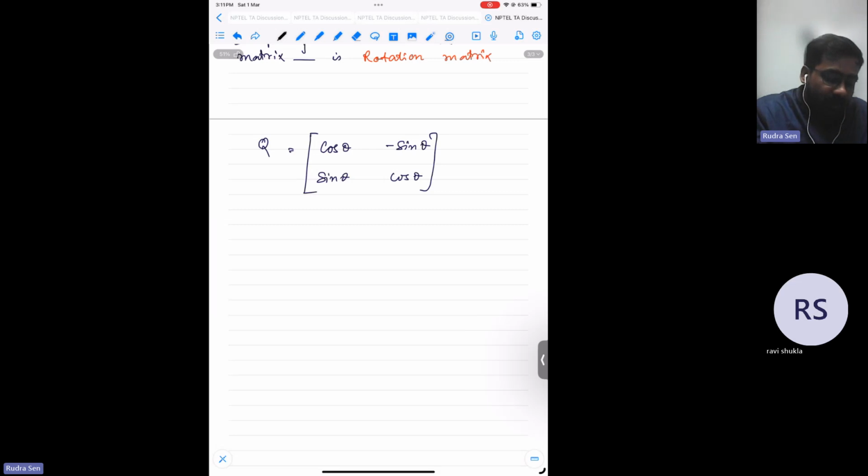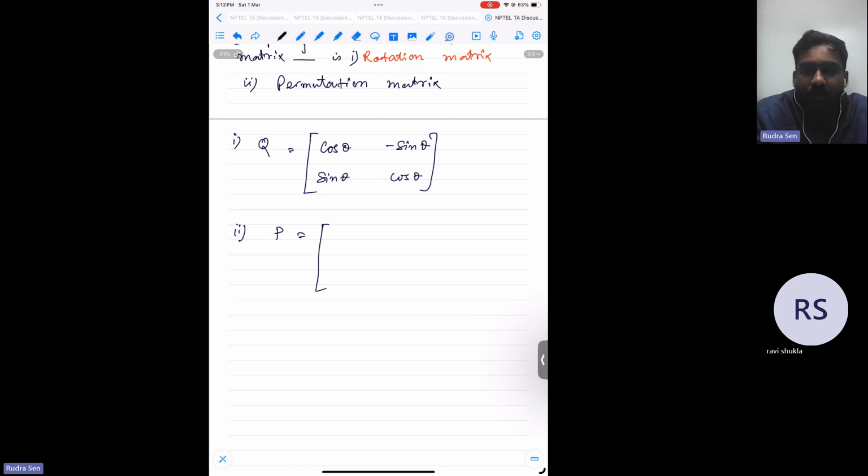Another example is the permutation matrix. What is a permutation matrix? We have already studied permutation matrices, which are identity matrices but with the rows jumbled up, like we are permuting the vectors. The identity is also a permutation matrix, but it does not interchange the rows.